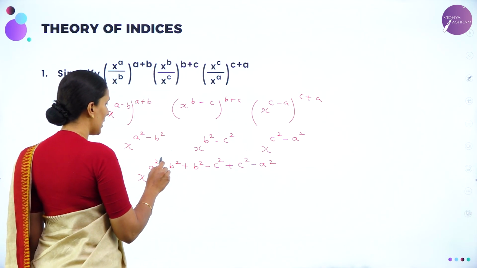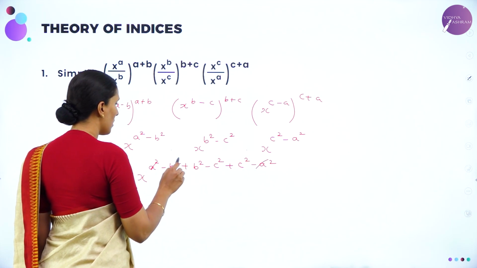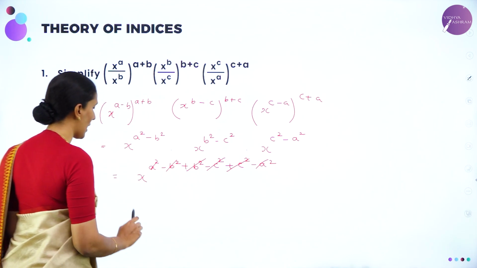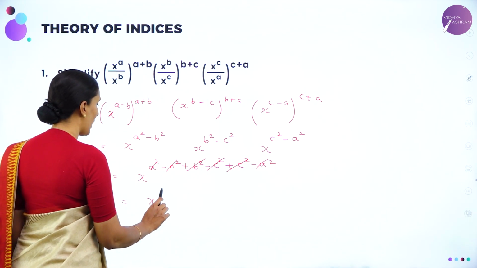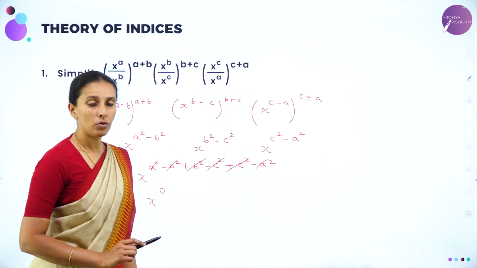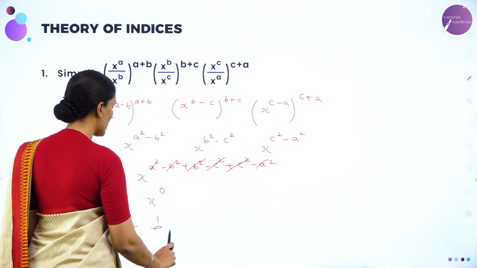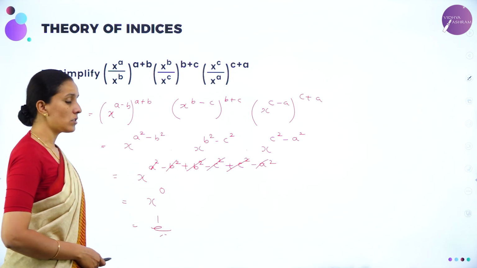Clearly, you can see a square minus b square plus b square minus c square plus c square minus a square cancel. So, the power of x is 0. We also know that anything to the power 0 should be considered as the value 1. Hence, the value is 1.